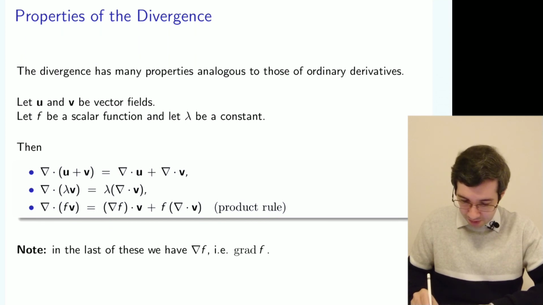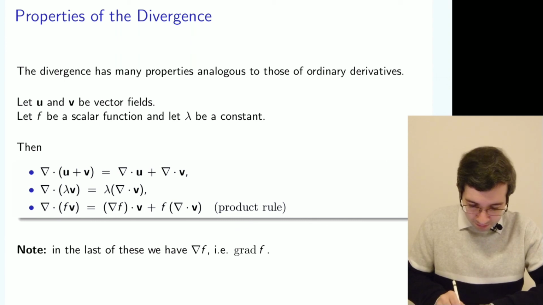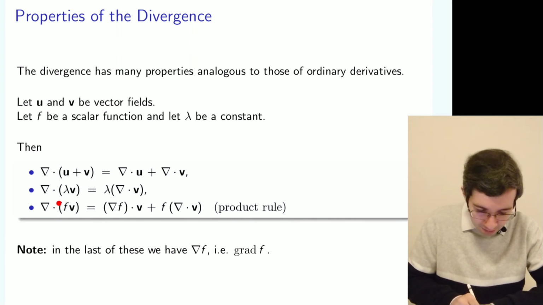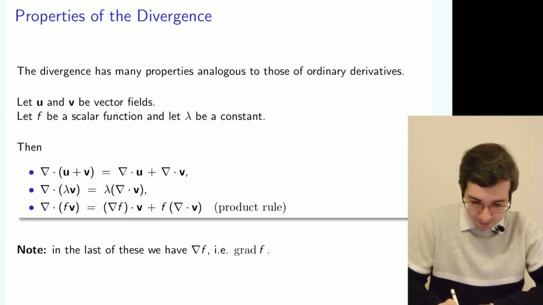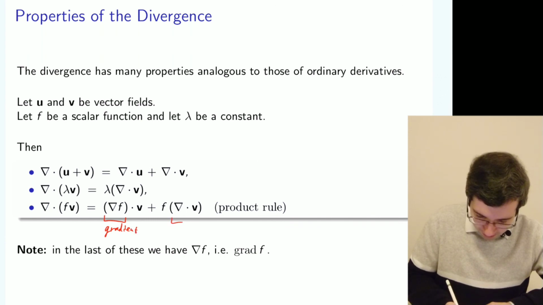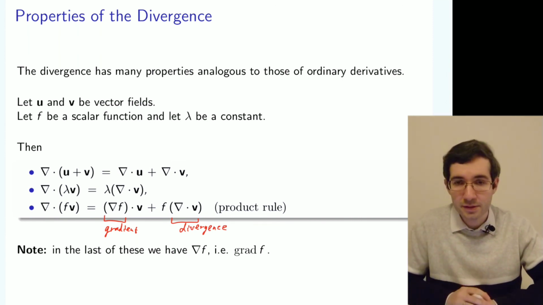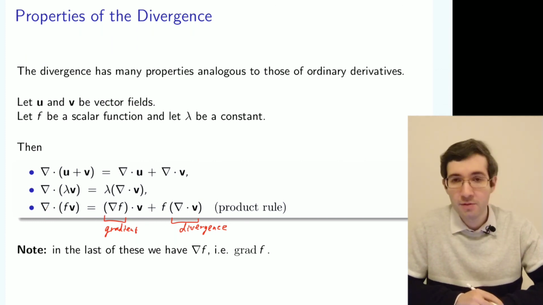So it is important to notice here that there is a gradient appearing as a result of taking divergence of the product of the scalar and vector fields. So this is what I want you to bear in mind. So that is the gradient, and that is the divergence. And now you see they started to get some connections. And that is again the reason why it's so helpful to use that notation for the Nabla operator.